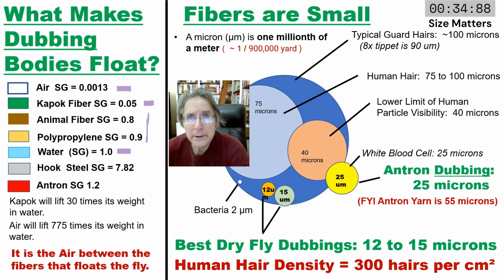To understand what will impact the texture of our fly, we need to look at the fiber size. In most cases, our guard hairs have a diameter of around 100 microns. If we look at a white blood cell, which is at 25 microns, our dry fly dubbings, the down, is very, very small, anywhere from 12 to 15. It is this small diameter fiber that gives us the size of our dubbed body. One other item to look at is hair density, and as a reference, the hairs on our head are 300 hairs per square centimeter.